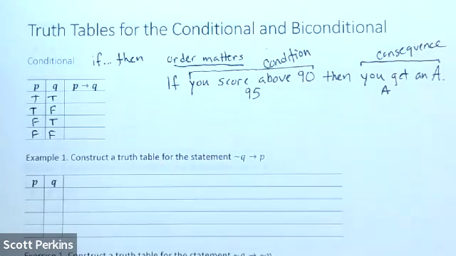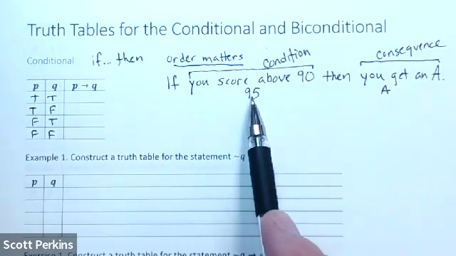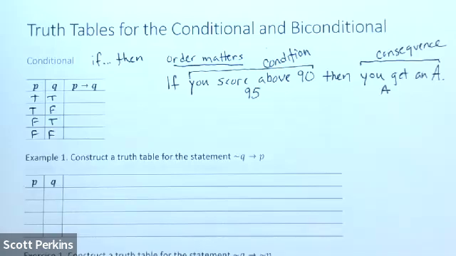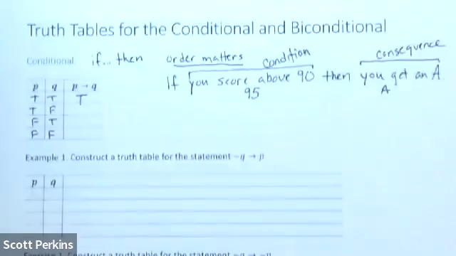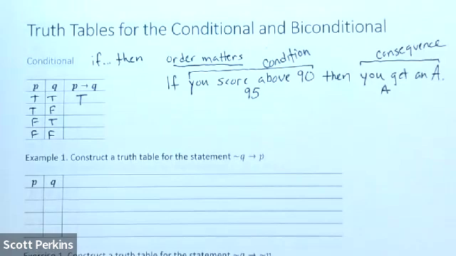So here's the thing. You scored a 95, you got an A. Did everything happen the way it was supposed to there? Yes. Okay. When you go into your grade book later and you see you got an A, that's exactly what you were expecting. And so that is true. So when you have if a true statement, then a true statement, that results in a true statement. Okay, fantastic.